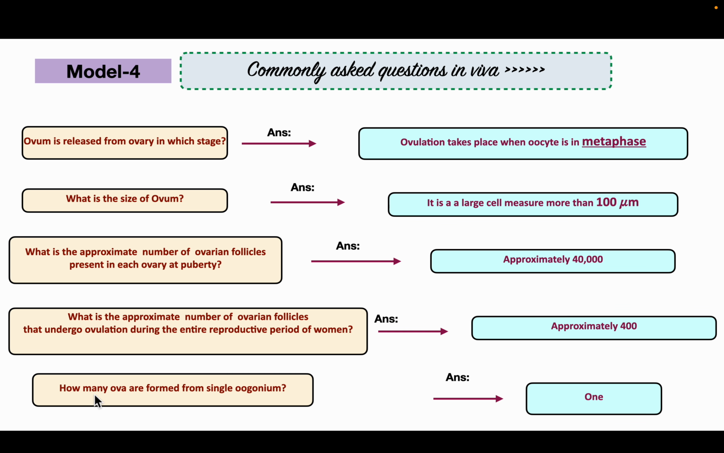And how many ova are formed from single ovogonium? That is 1. So from the single spermatogonium 4 sperms are formed, and from the single ovogonium 1 ovum is formed.